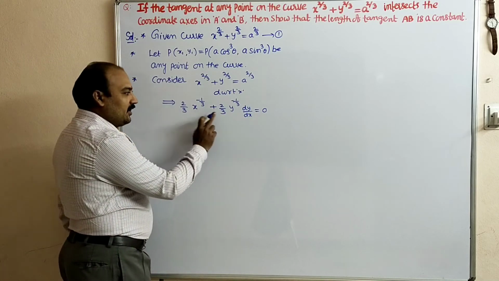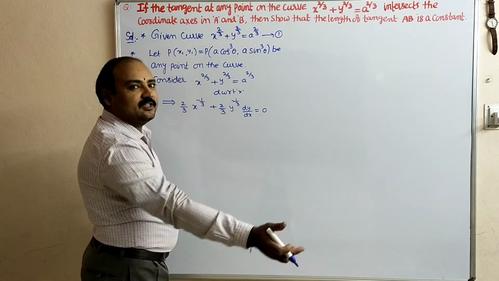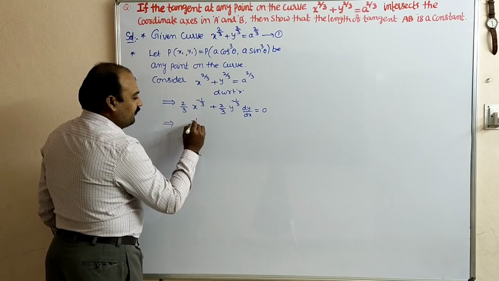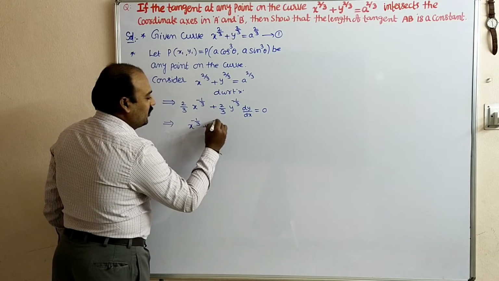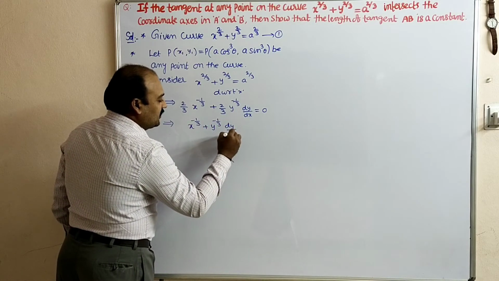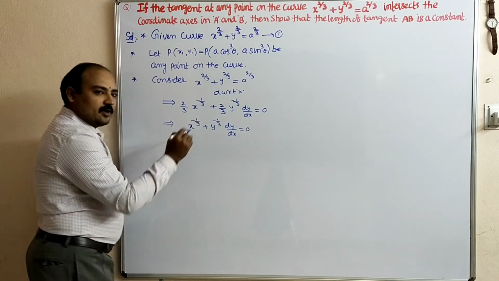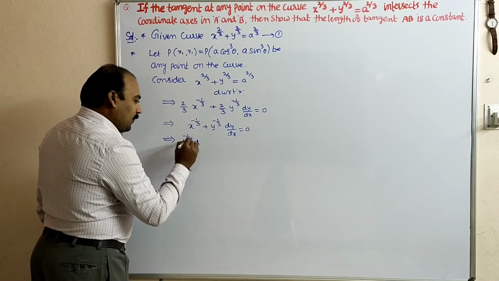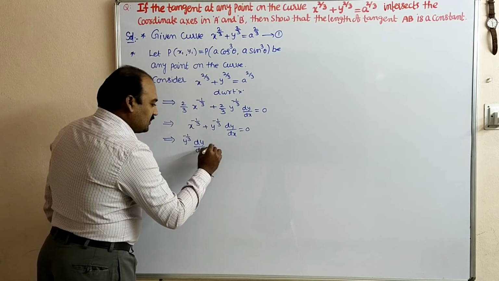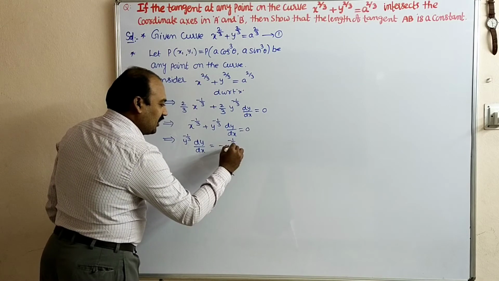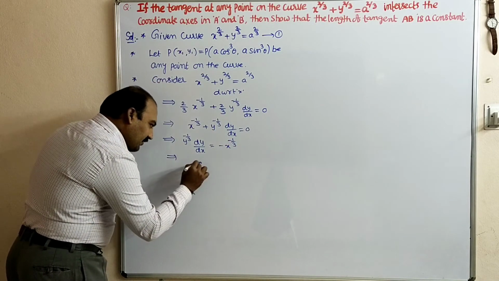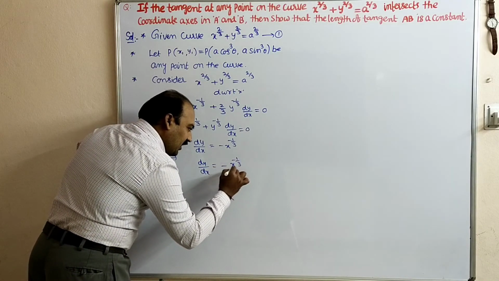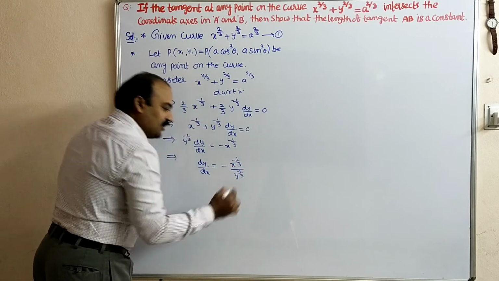2/3 from here and here, take common, and we can take this side. 0 by anything is 0. So now, taking common 2/3, the rest of the terms are x power minus 1/3 plus y power minus 1/3 into dy/dx equal to 0. So from this make dy/dx the subject. y power minus 1/3 into dy/dx is equal to minus x power minus 1/3. That implies dy/dx equals minus x power minus 1/3 divided by y power minus 1/3.